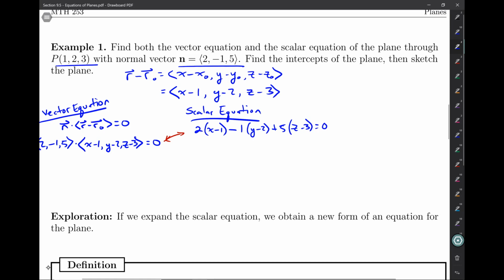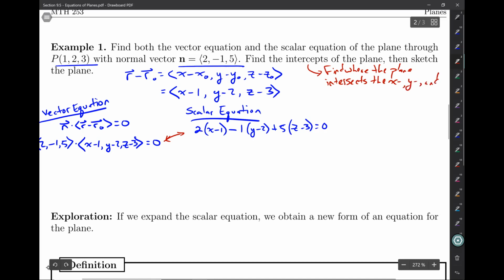Now it says find the intercepts of the plane and then sketch the plane. The intercepts of the plane, this is a way of saying find where the plane intersects the x, y, and z axes.